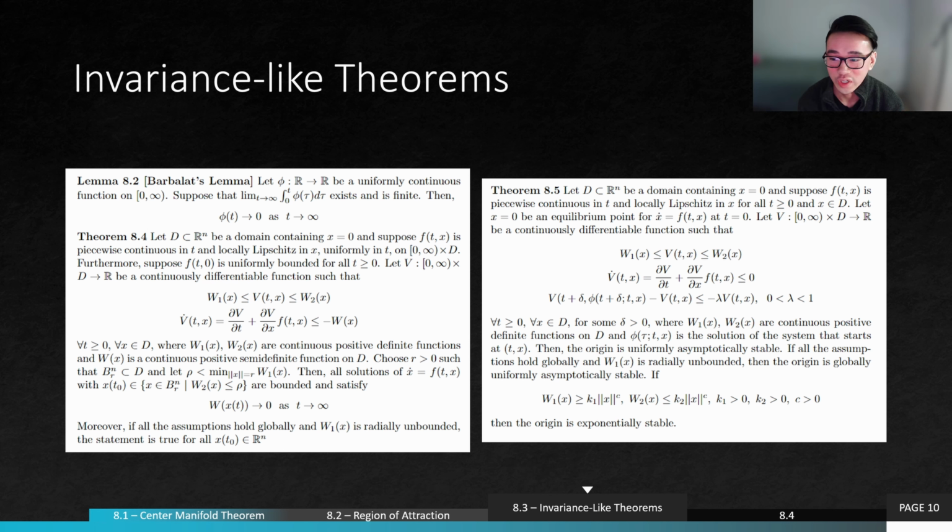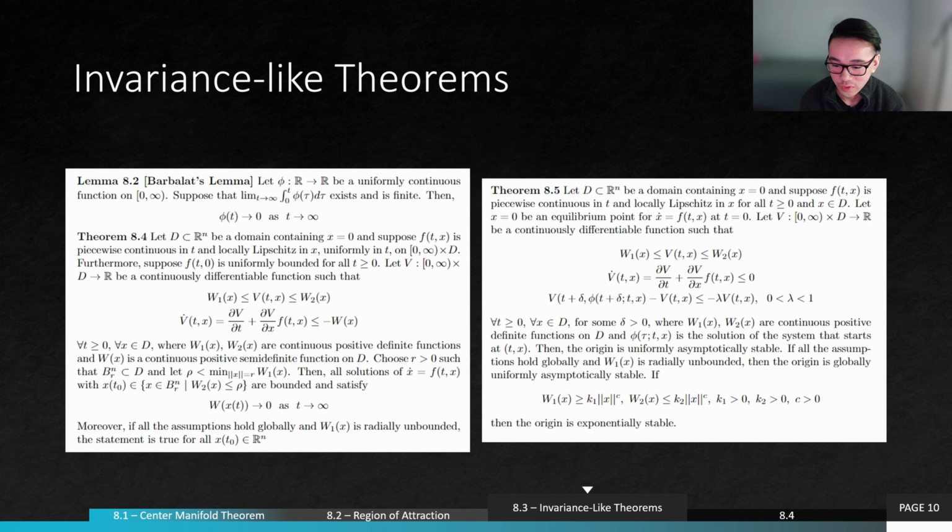Now on to section 8.3, which covers invariance-like theorems, starting off with lemma 8.2, or Barbalat's lemma, which we saw in the course. We have theorem 8.4. Given these conditions, we can determine that all solutions of x dot equals f of t, x with x at t0 within some ball such that this function w2 is less than rho are bounded and satisfy W(x(t)) tends to 0 as t tends to infinity.